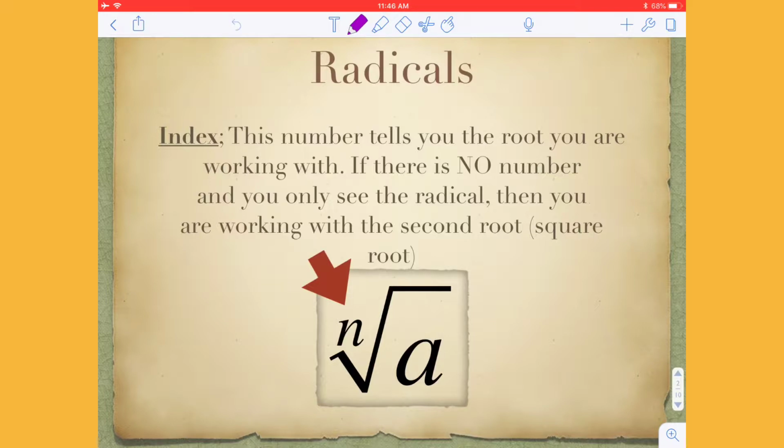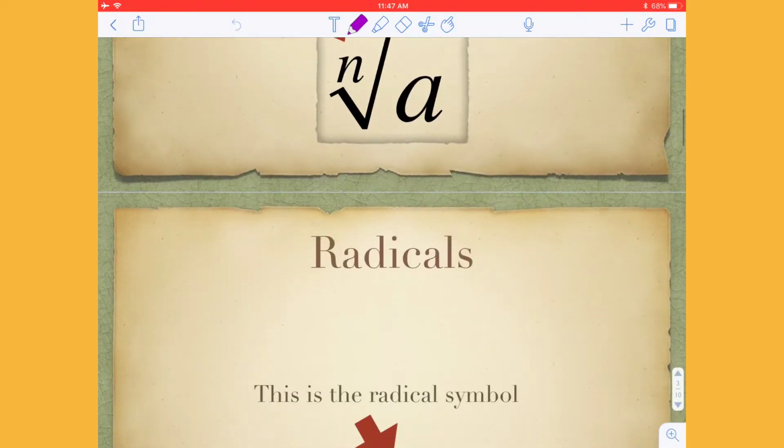When there's no number and all you see is your radical symbol, then you know that you're working with a square root symbol. But if we're working with anything else like a cubed root or a fourth root, you have to have that index number. It's super important to remember to always include your index number. So if you're ever working through some problems, and maybe you have a third root or a fourth root, you want to make sure that you carry that index value through each step.